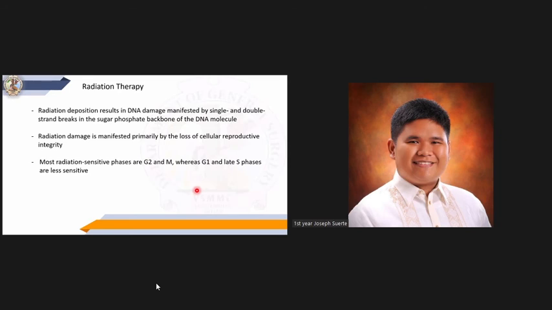So radiation sensitive phases are your G2 and your M phase, while your G1 or your late S phases are less sensitive because it is in this G1 and late S phases where the cells are not dividing as much as your G2 and M phases.